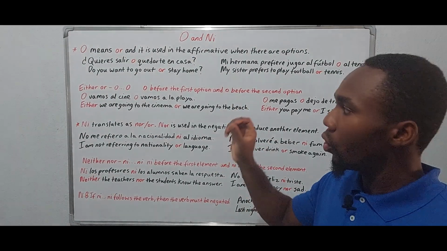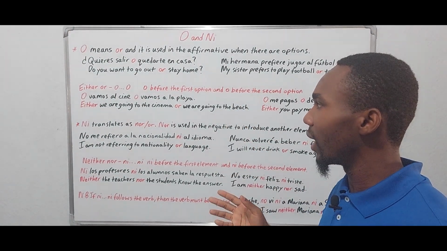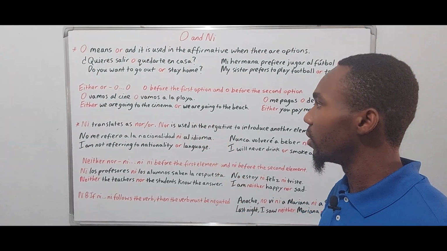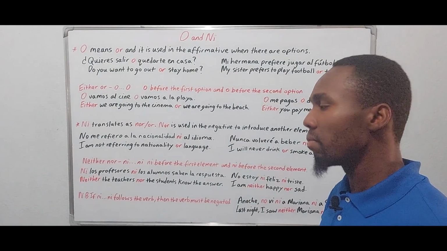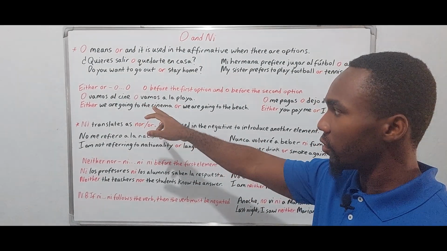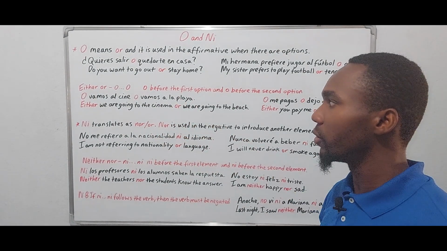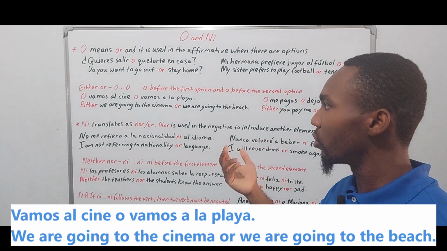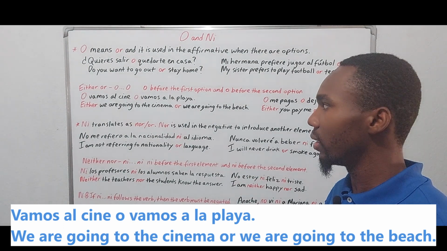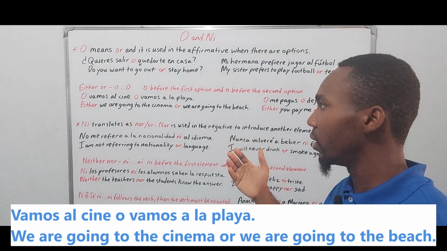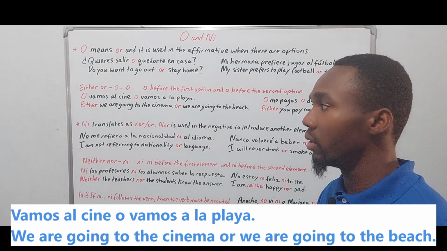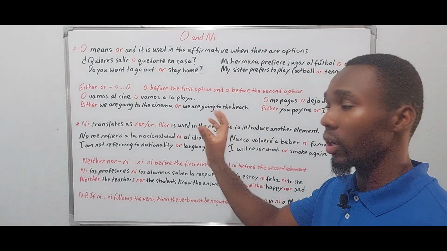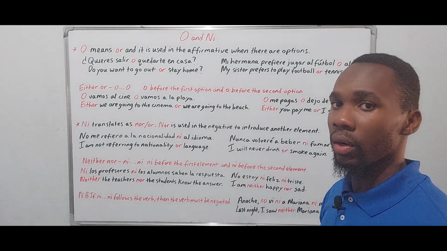So for example, o vamos al cine o vamos a la playa. Either we are going to the cinema or we are going to the beach. You see? O goes before the first option, and then O goes before the second option. If I were to say vamos al cine o vamos a la playa, that would translate as we are going to the cinema or we are going to the beach. We will not use either there because we only use one O, right? So that structure requires that both O's are utilized.